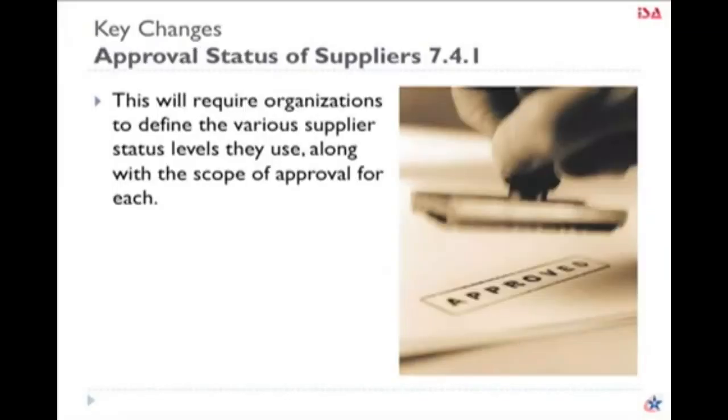This will require organizations to define the various supplier status levels they use, along with the scope of approval for each. They will also have to define the process for supplier approval status decisions and changes. The requirement stems from an increased emphasis on supply chain management throughout the aerospace industry. Conditions for using a supplier must depend on the approval status, and an organization must be able to demonstrate the logic used in making those decisions. Process, responsibilities, and authorities must be defined.